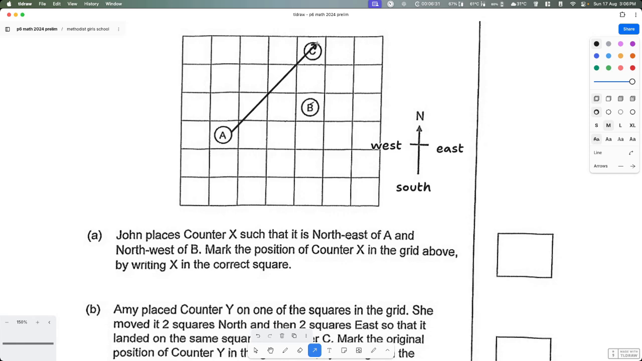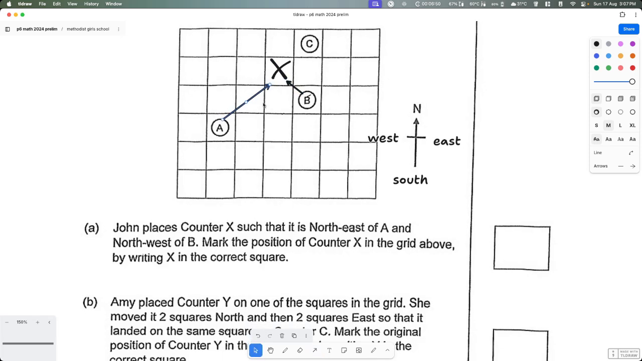Northeast of A like this, and then northwest of B. So northwest of B here. Mark the position of counter X. As you can see, you can probably put the counter X like this. So there you go. That's the answer. So northeast and northwest, or northwest and northeast.